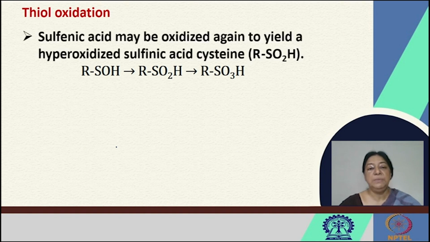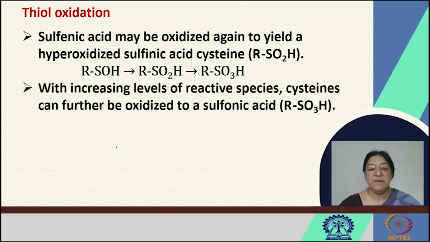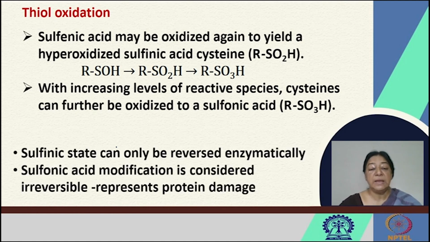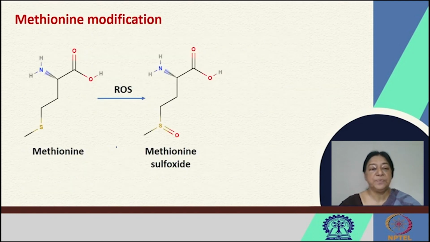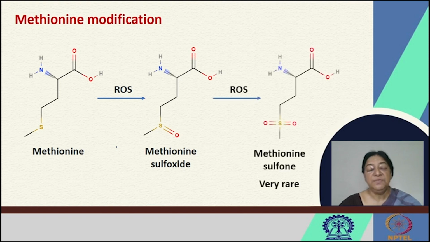Sulfenic acid, for example, may be oxidized again to yield a hyperoxidized sulfinic acid cysteine, RSO2H. This in turn, with increasing levels of reactive species, can be further oxidized to what is called sulfonic acid, RSO3H. So the sulfenic state can be reversed enzymatically, but the sulfonic acid modification is considered irreversible and this results in protein damage. Methionine modification is also possible due to the presence of ROS, where we get methionine sulfoxide, and further ROS can give methionine sulfone, but the sulfoxide part is more common.